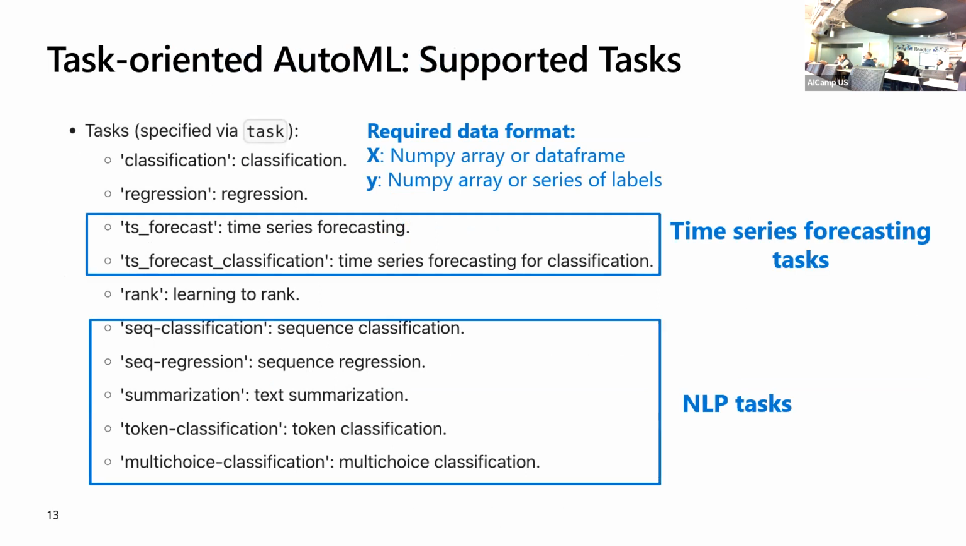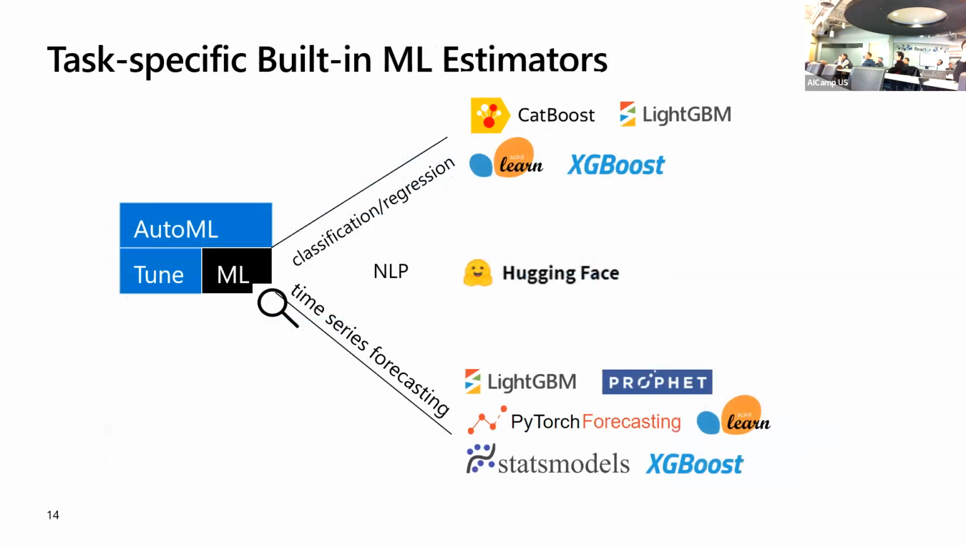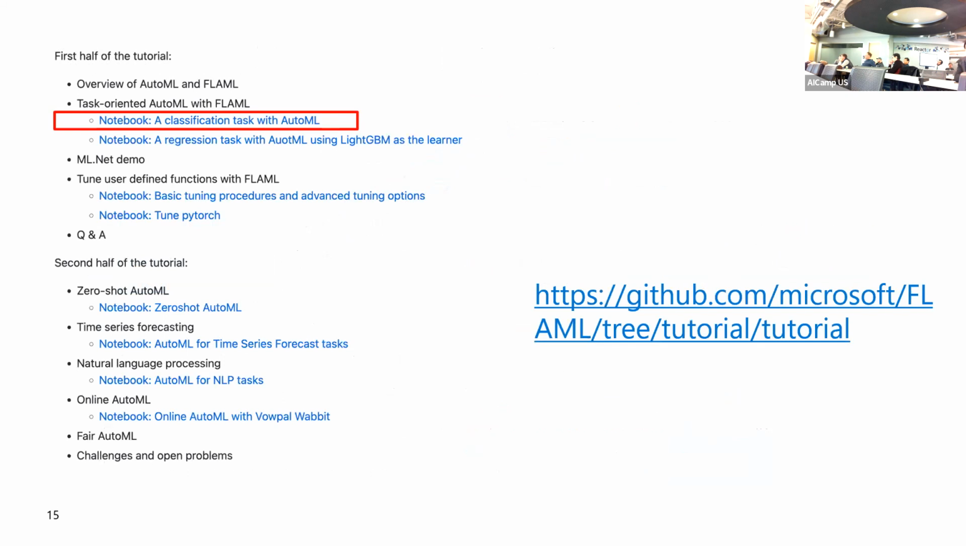We also support time series forecasting and natural language processing tasks. For time series forecasting and NLP tasks, there are additional requirements for the input data. For each task, there's a set of built-in estimators implemented in FLAML as the candidate machine learning estimators. The estimators are from popular machine learning libraries or deep learning libraries. You can find some example notebooks to demonstrate how to perform this task-oriented AutoML in FLAML. If there's time in the end, I probably can use the time to demo a little bit.